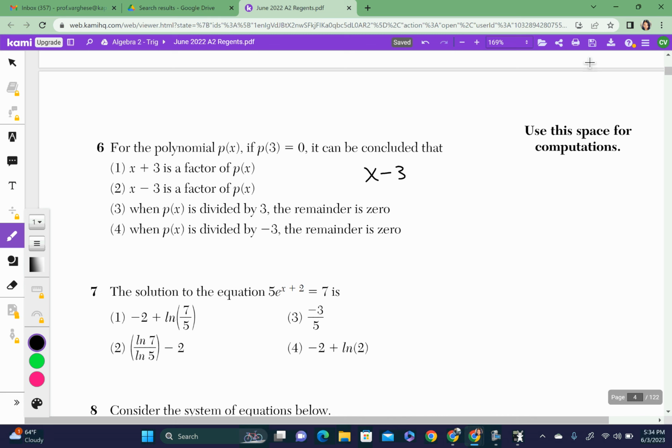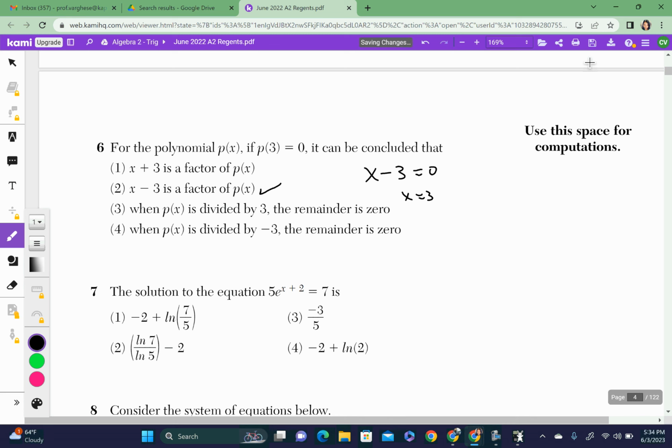So if P of 3 equals 0, that means this is going to be a factor of P of X. And then it says when P of X is divided by 3. No, that's not true. Remember, for the remainder theorem, to go backwards, you would set this equal to 0, add 3 to both sides, and you get x is equal to 3.